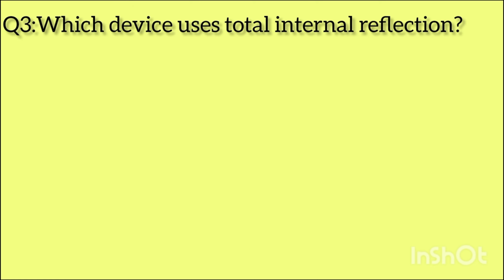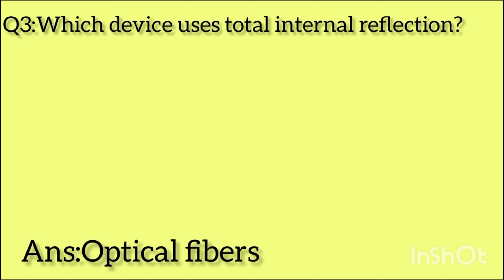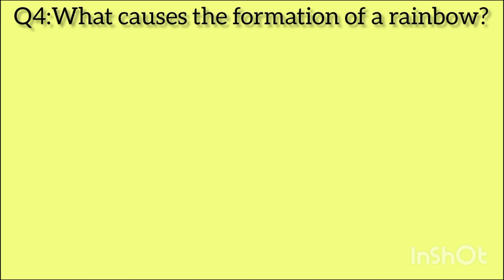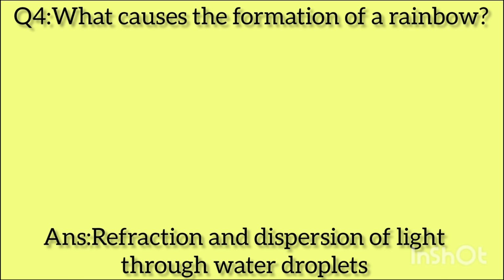Question 3. Which device uses total internal reflection? Answer: optical fibers. Question 4. What causes the formation of a rainbow? Answer: refraction and dispersion of light through water droplets.